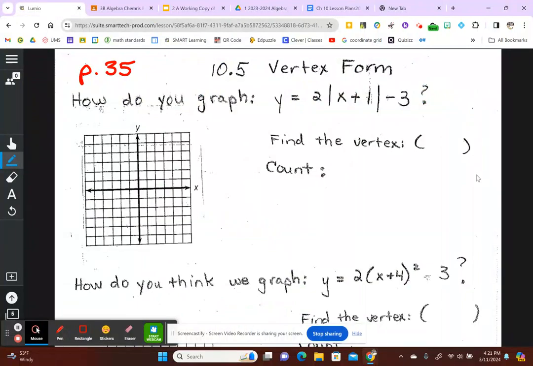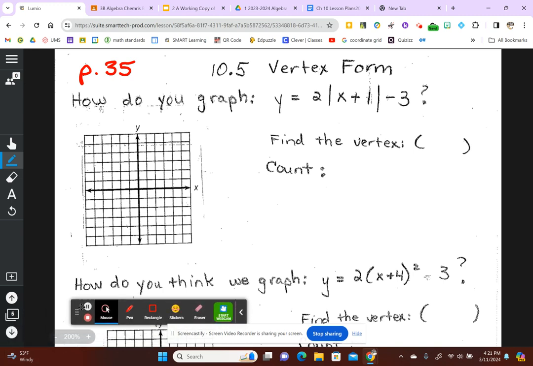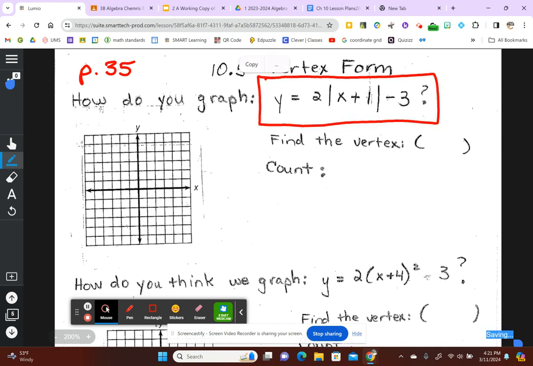Okay, so I'd like everybody to turn to page 35 in your packets, and we're going to go over vertex form. Now, vertex form is very similar to when we graphed an absolute value function. Now, let's look at this. This is an absolute value function.